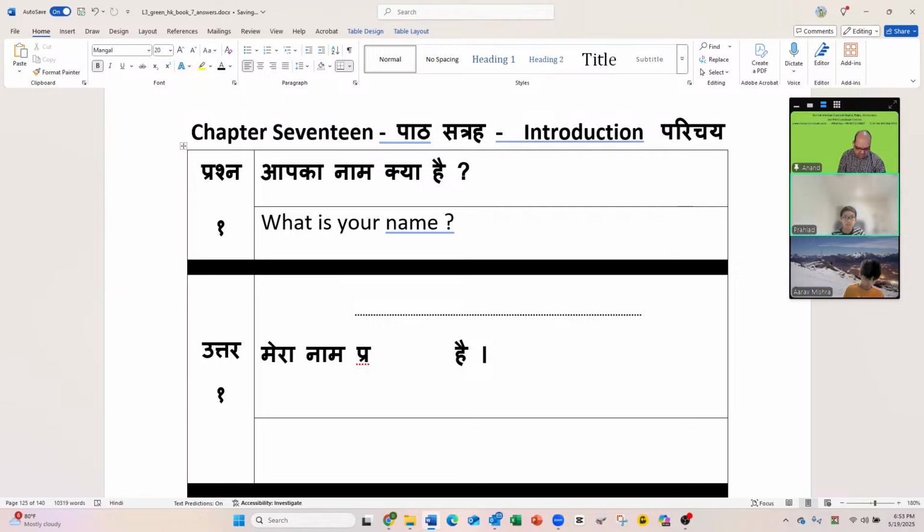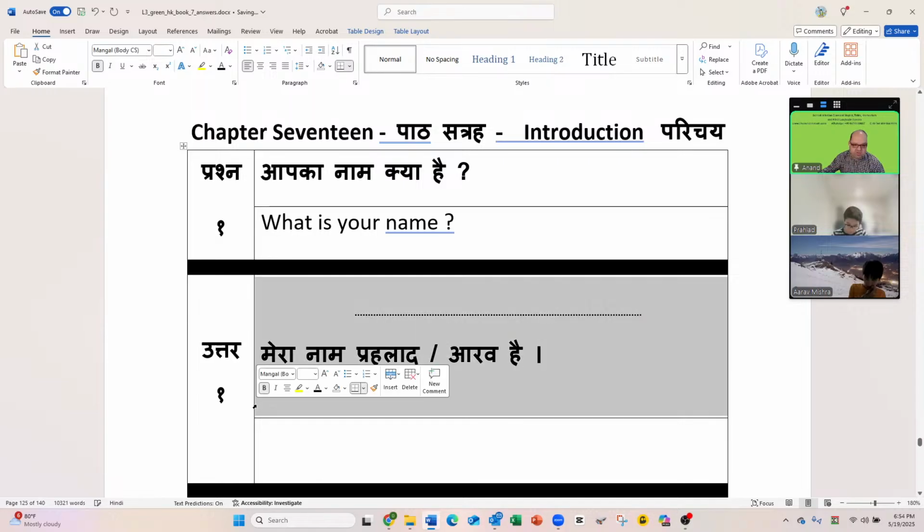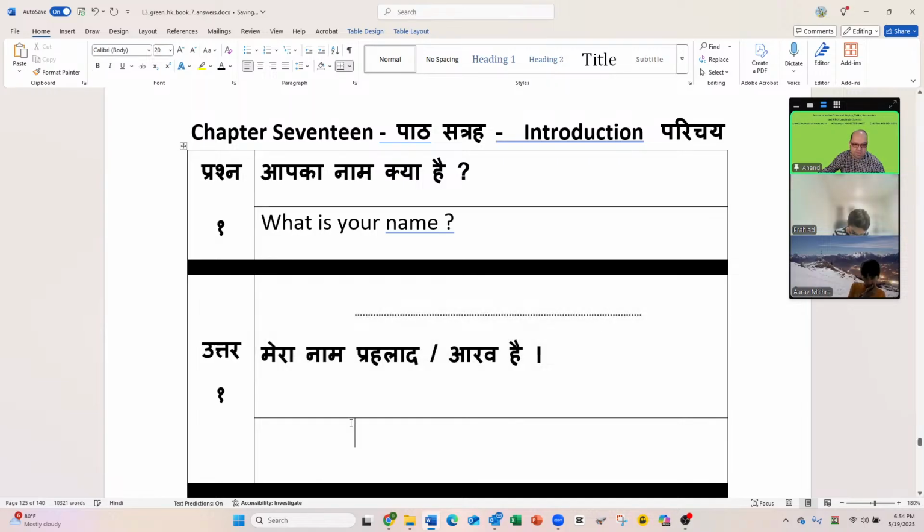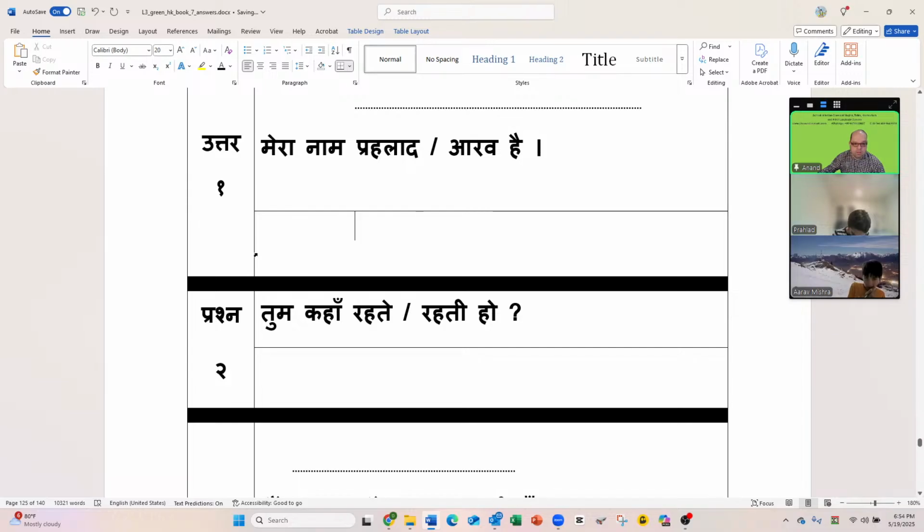My name is प्रहलाद. Do you know how to spell your name in Hindi, Prahlad? No. This is how you use it. And Arav will be simpler. Okay, मेरा नाम प्रहलाद है, मेरा नाम आरव है, which would mean my name is whatever, right? You would write the same thing in English. Okay, Prahlad, read the next sentence.